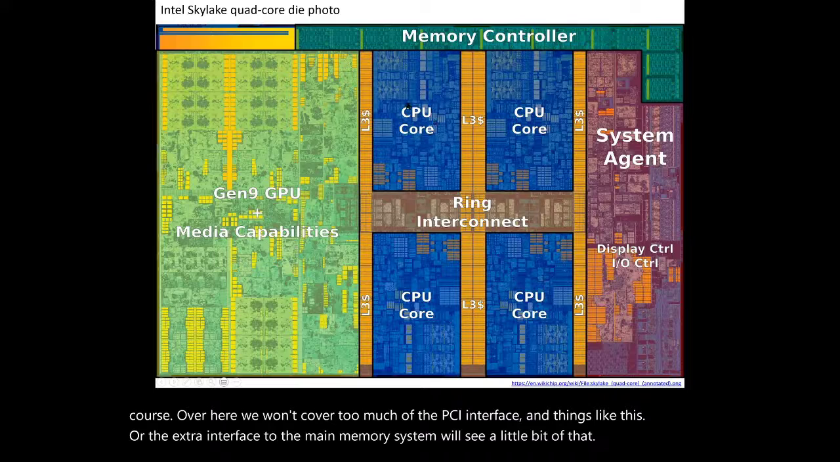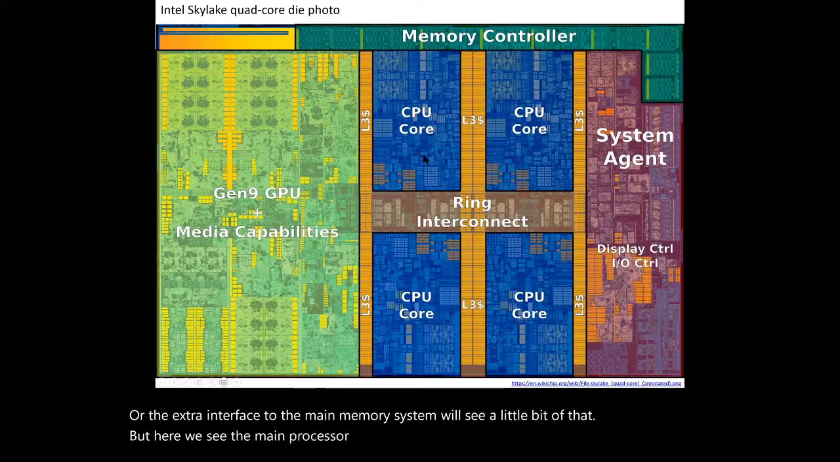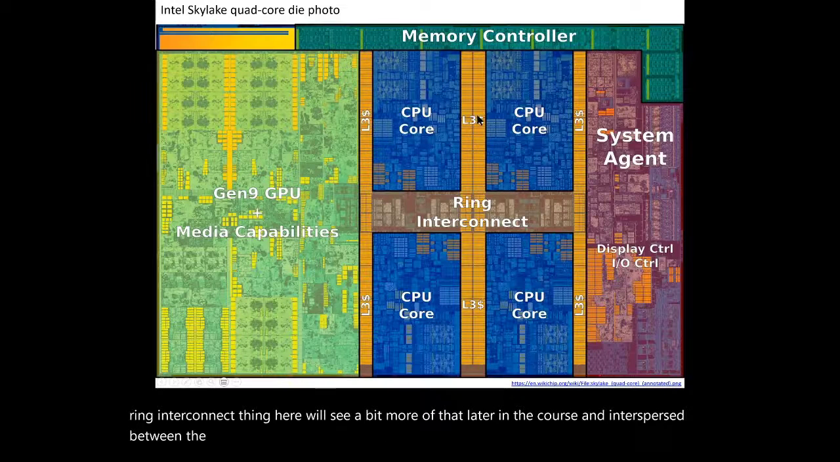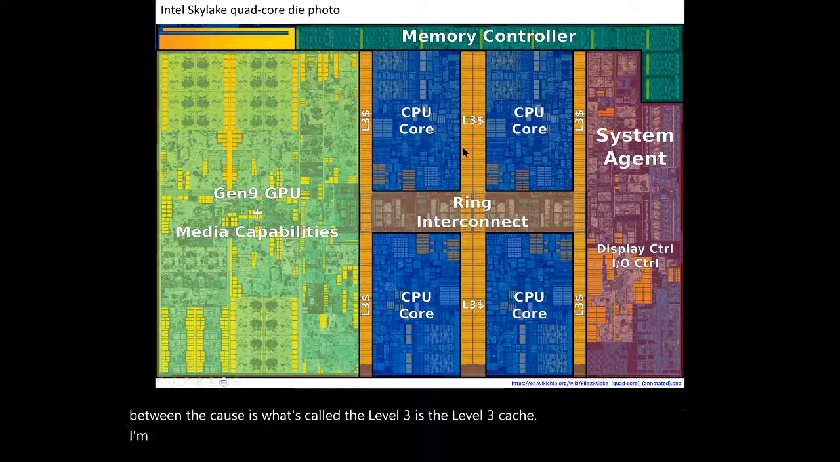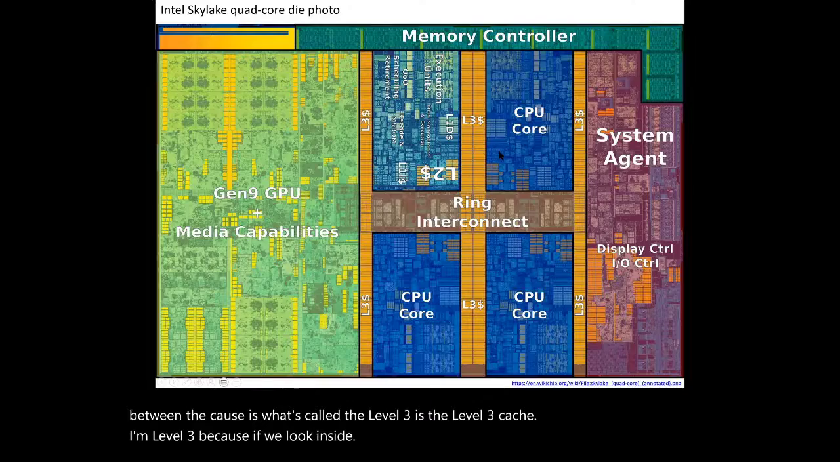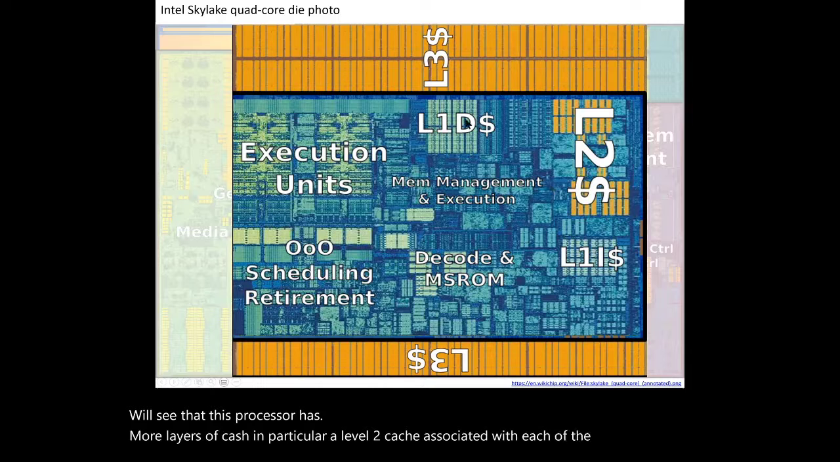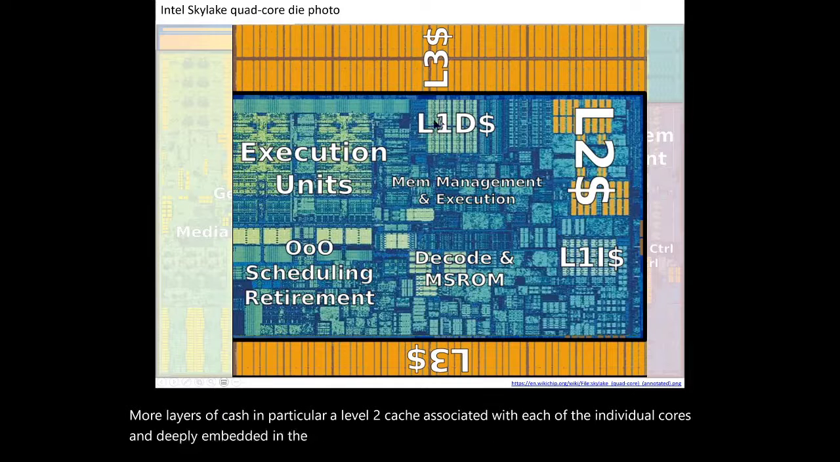But here we see the main processor cores, and this chip has 4 of them. They're connected via this ring interconnect here, and we'll see a bit more of that later in the course. Interspersed between the cores is what's called the level 3 cache. Level 3 because if we look inside, we'll see that this processor has more layers of cache, in particular a level 2 cache associated with each of the individual cores, and deeply embedded in the processor are level 1 data caches and level 1 instruction caches.